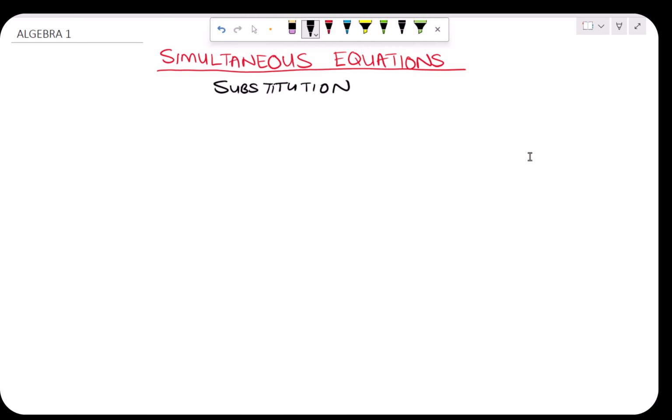Hello guys, in this video we're going to be looking at simultaneous equations and particularly the substitution method. So we have 2x plus 3y is equal to 14 and x plus 2y is equal to 8. I'm going to label this equation number 1 and this one equation number 2.